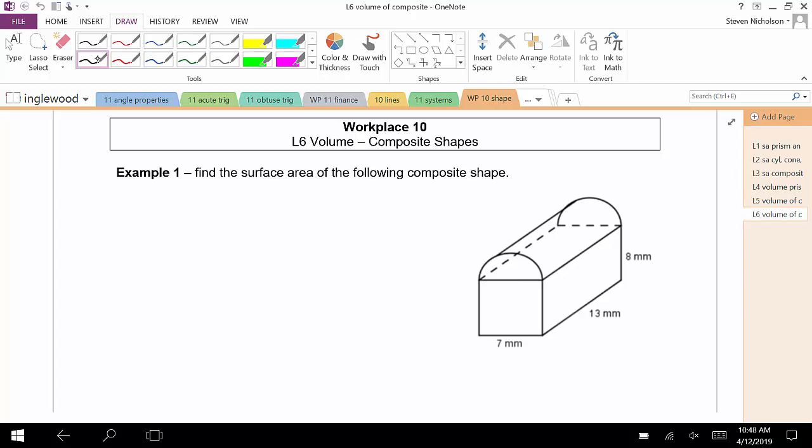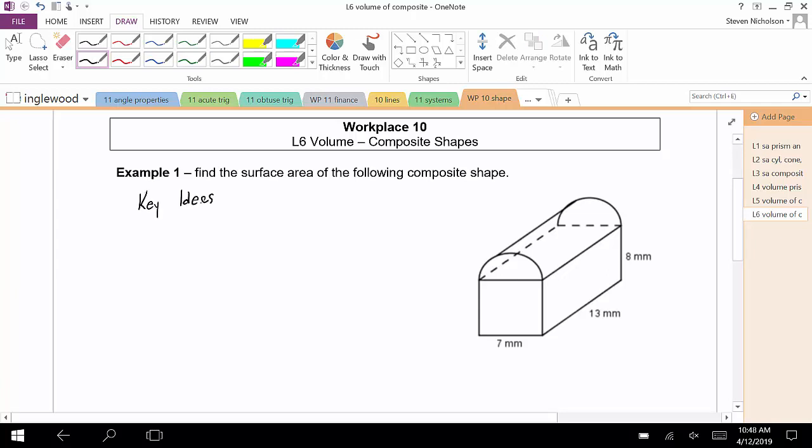Think of an ice cream cone. An ice cream cone would be a cone and a half sphere on top. And this shape here looks maybe like a lunchbox or something like that. So in finding the volume of composite shapes, there are a few key ideas.